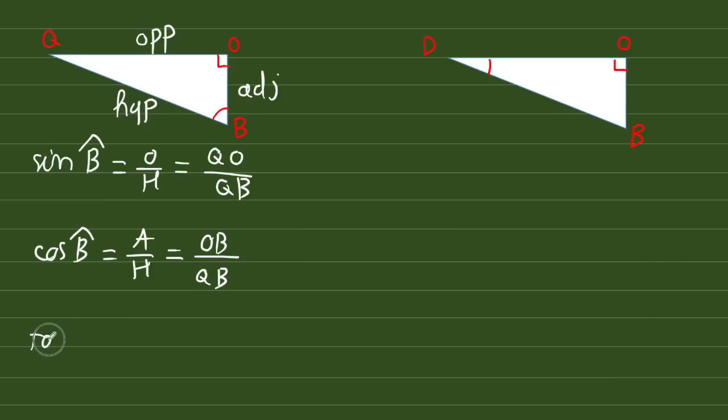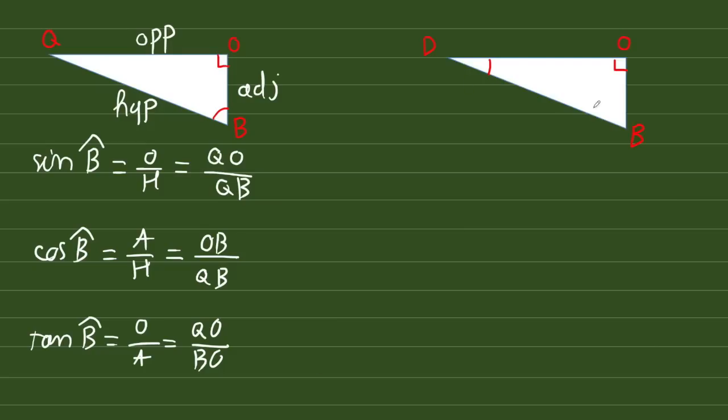And the last one is tan. Tan B is opposite divided by adjacent. QO divided by BO. Is that right? Opposite, yeah, OQ, adjacent is OB. So you can see that for every triangle, I write down hyp, opp, and adj for each side.